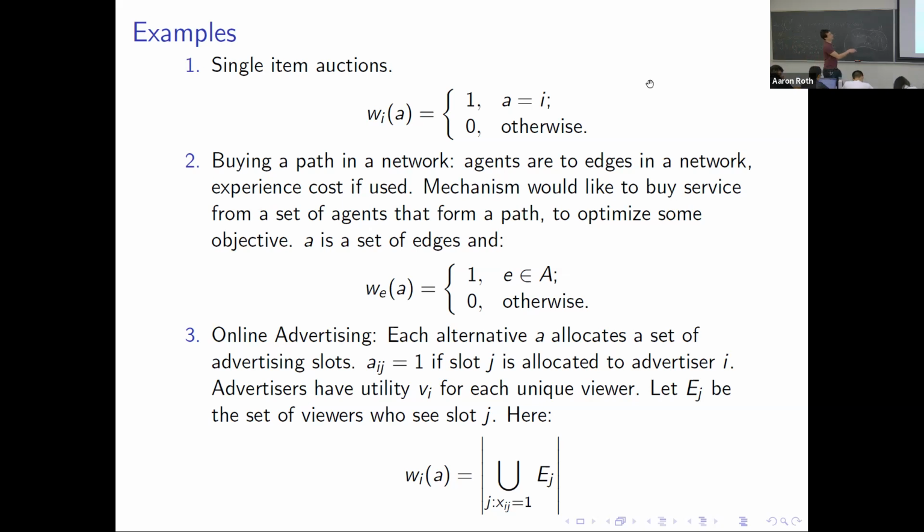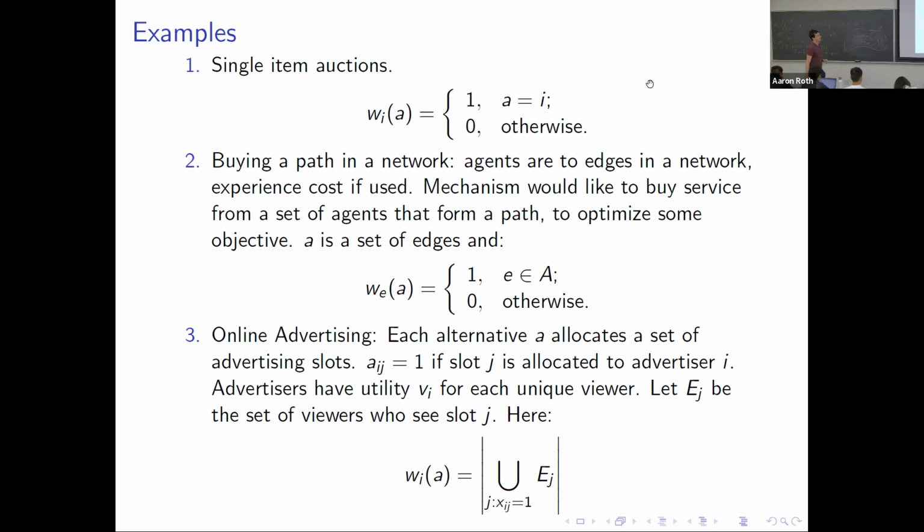I'm not going to ask them to report a whole valuation function, which is an arbitrary mapping from alternatives to numbers. I'm going to ask them to report a single number, which is the scalar multiple of this thing, which is assumed to be their utility function. Does that make sense? Yeah.